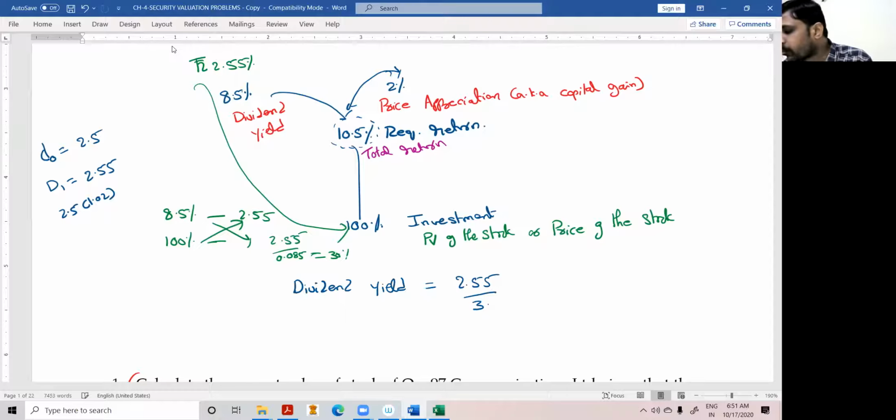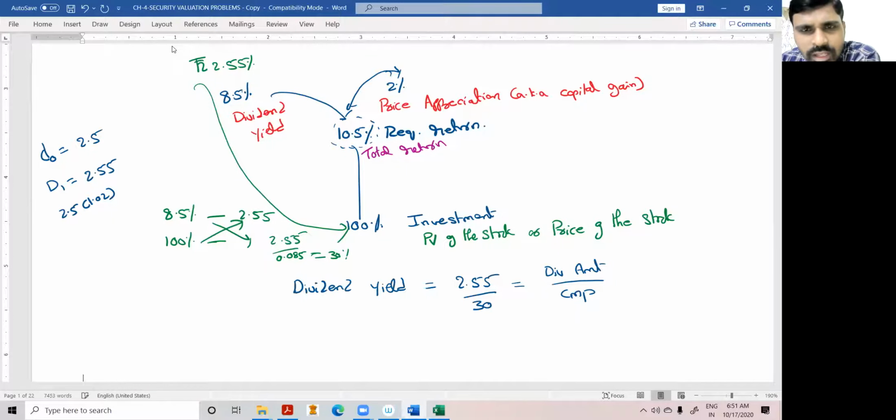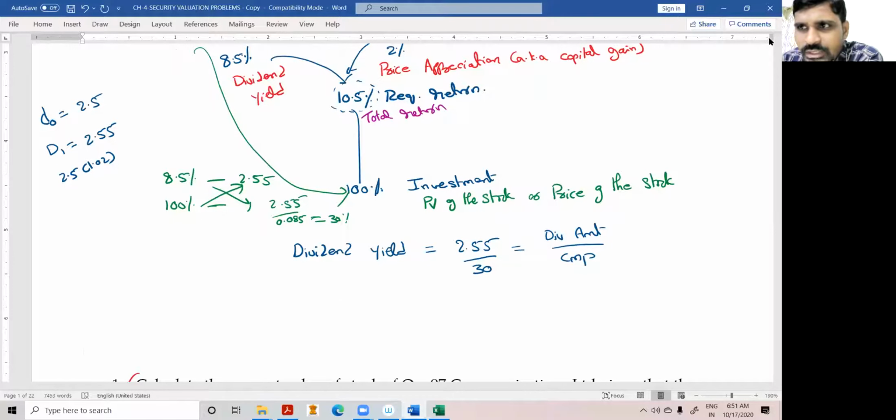You will get 8.5. That is, dividend yield is equal to dividend amount divided by current market price. This is the point. In the Indian stock market, dividend yield, this is the reverse scenario.